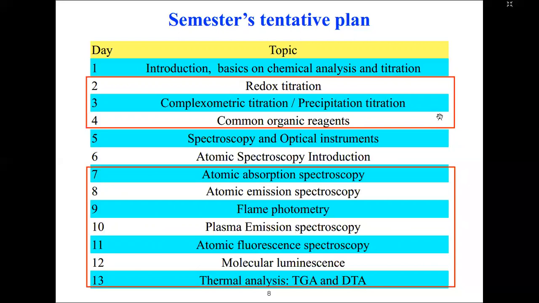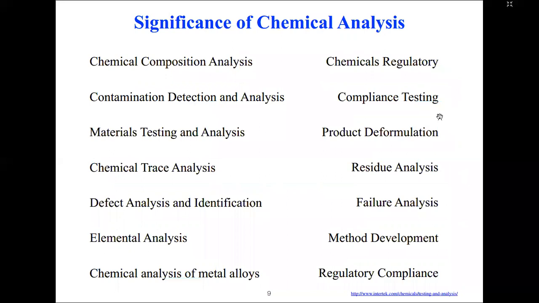So let's get into the introduction. First, let's understand some of the significance of chemical analysis. I believe all of you are familiar with this concept. Chemical analysis is basically used for chemical composition analysis, contamination analysis, material testing, chemical tracing, defect analysis, elemental analysis in metal alloys, chemical regulatory compliance testing, product deformulation, residue analysis, failure analysis, method development, and regulatory compliance.